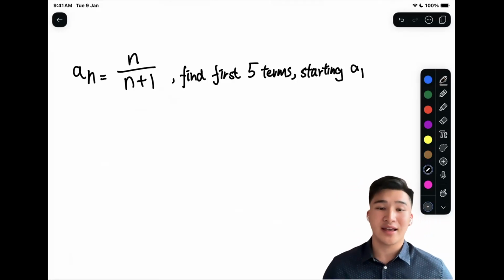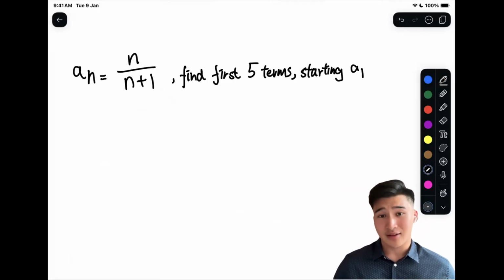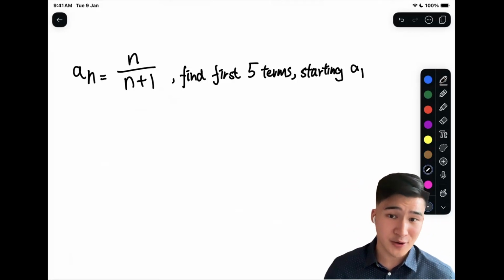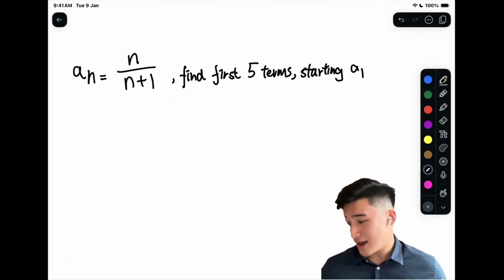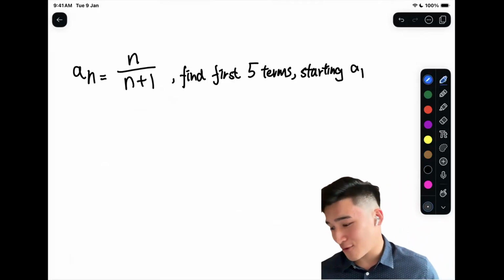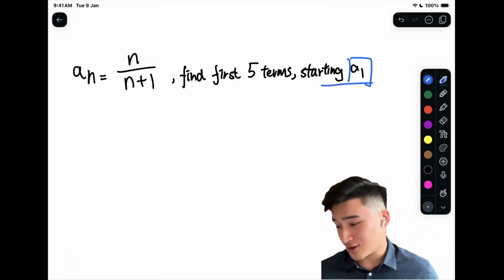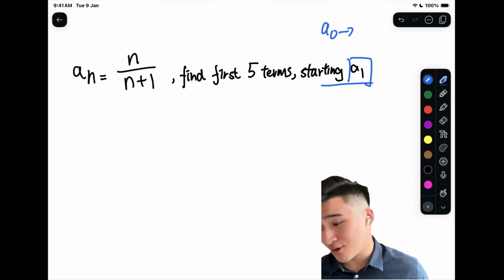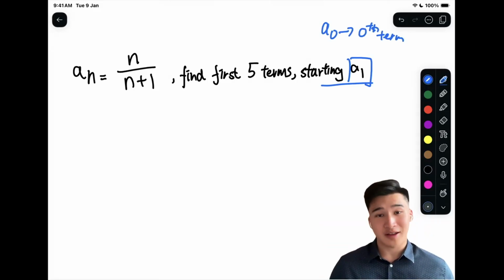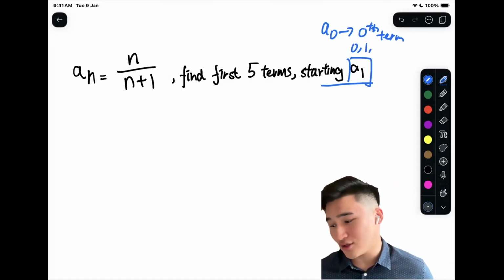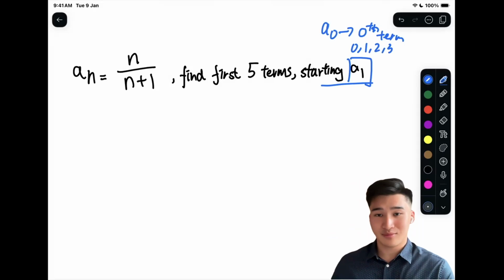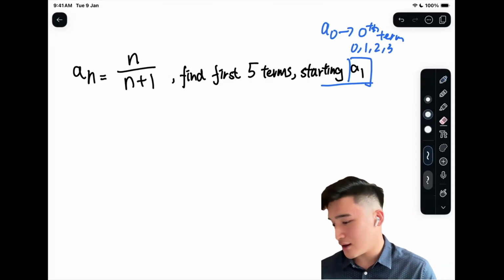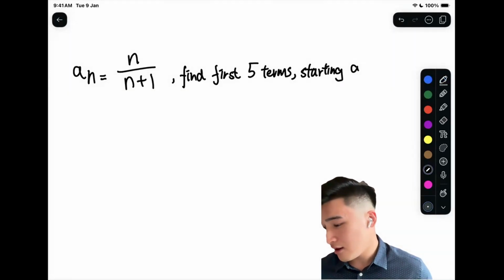So here we have the function An equals n over n plus 1, and the question says find the first five terms, starting from A1. The reason we say starting from A1 is because sometimes we start from A0, which is very simple. It just means start from the 0th term. If you do programming like Python, you would know that we normally start from 0, 1, 2, 3. So just be mindful of the reason why we say starting at A1 or A0. We have to be very aware of that.